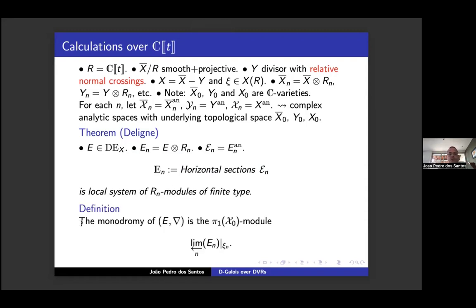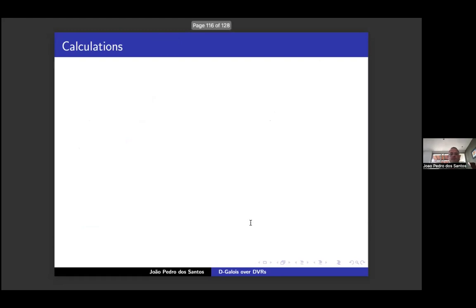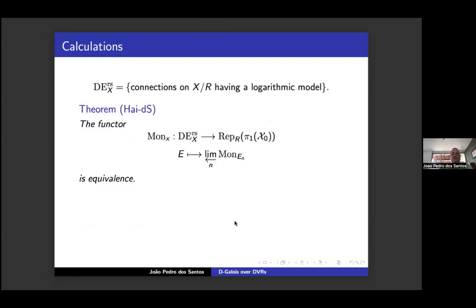So you can define the monodromy of an object by taking the limit. So for each n, you have a representation of this fundamental group, and then you pass to the limit, and you obtain a representation. And then the theorem here is precisely that you have an equivalence. Okay, so if you take the category of regular singularities and you go to this monodromy construction, then you have an equivalence of categories.